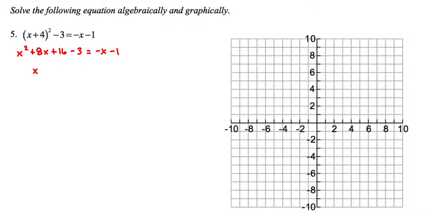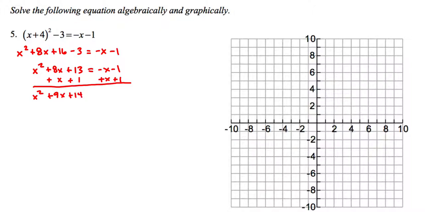Now, I can go ahead and simplify this side. I have x² + 8x + 16 minus 3, which is plus 13, and that equals −x − 1. Since it's quadratic, I want it to equal 0. So I'm going to add the x from the right side to the left side, and in that same step, I'm also going to add 1 to each side. Now we're at x² + 9x + 14 = 0.